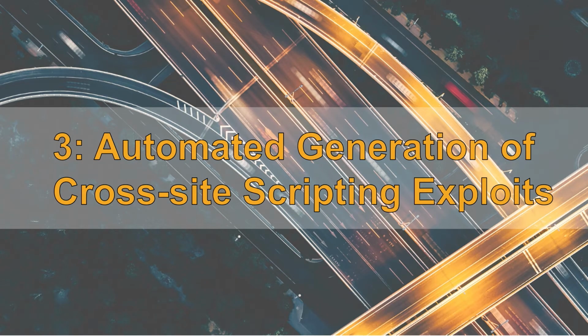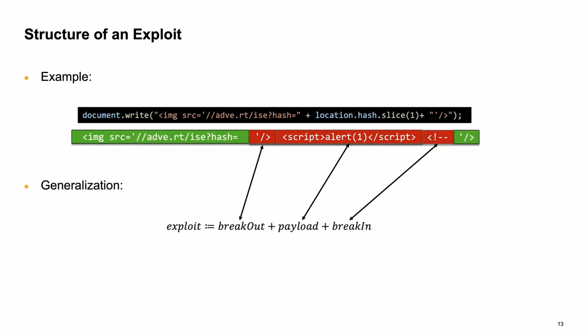Now, in this third section, we come to discuss the process of the automated generation of cross-site scripting exploits. In this section, the first topic is to define the structure of an exploit. As stated before, a cross-site scripting exploit is context dependent, which means that the exploit used inside an attribute, for instance, isn't the same as the one used in a tag text field.